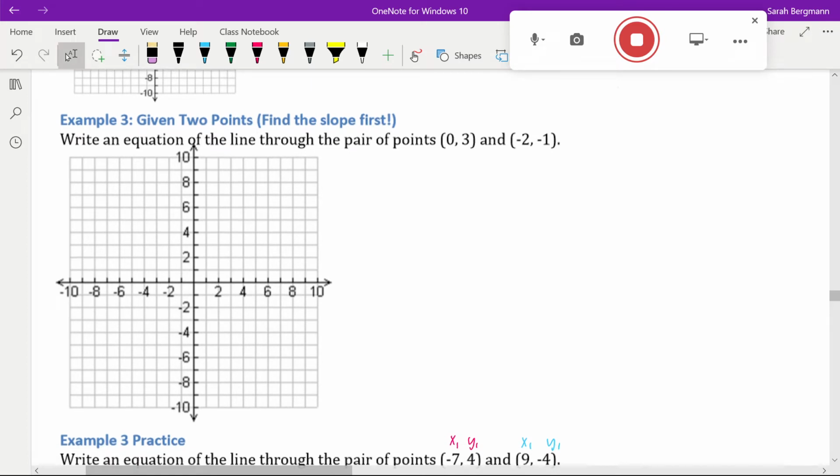Now what if they don't give us the slope? It says write an equation of the line through the pair of points 0, 3 and negative 2, negative 1. In order to find the equation, it will be helpful to plot these points first. 0, 3 and negative 2, negative 1. Now it's simple to find the slope now that I have 2 points on the line. I know I must go up 4 over 2. So the slope is up 4 over 2. That reduces to 2. The slope is 2.